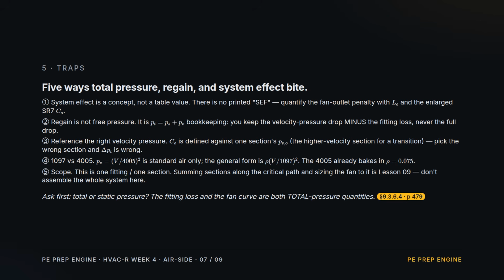Traps: 5 ways this bites. 1. System effect is a concept, not a lookup factor. Use the effective length and the enlarged outlet coefficient. 2. Regain is not free. You keep the velocity pressure drop minus the fitting loss. 3. Reference the coefficient to the correct section, the faster one for a transition.